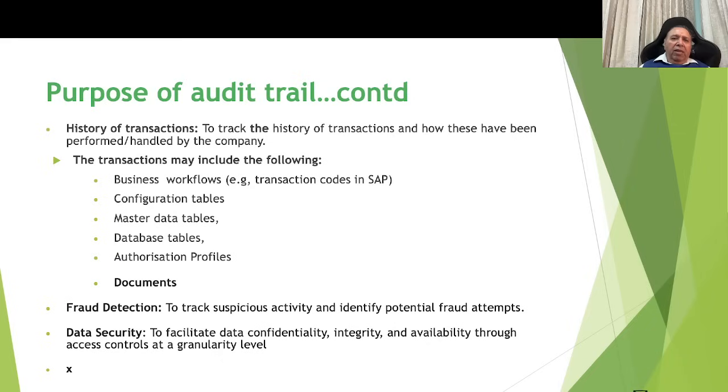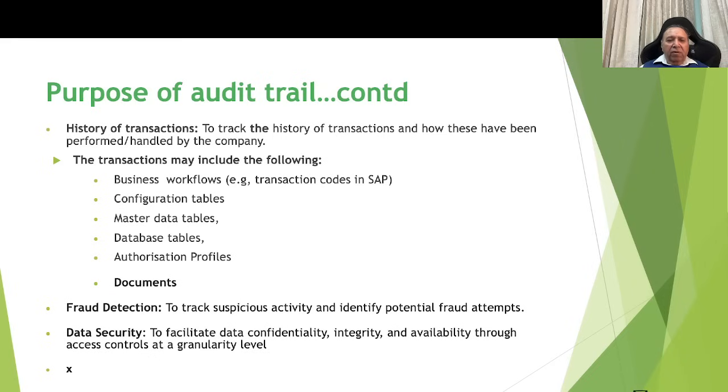Now, the audit trail enables knowing about the history of the transactions, to track the history of transactions and how these have been performed and handled by the company. Number 2, the transactions may include the following: business workflows, configuration tables, master data tables, database tables, authorization profiles, and the documents. Audit trail also enables identification of fraud detection, to track suspicious activity and to identify the potential fraud attempts.